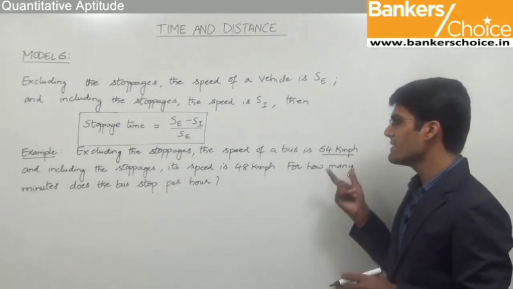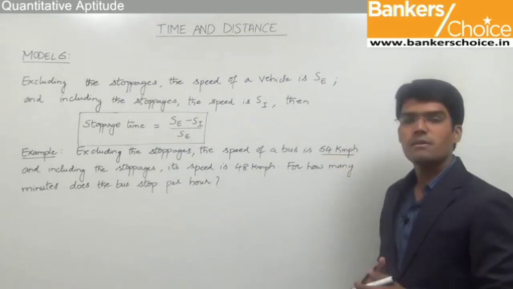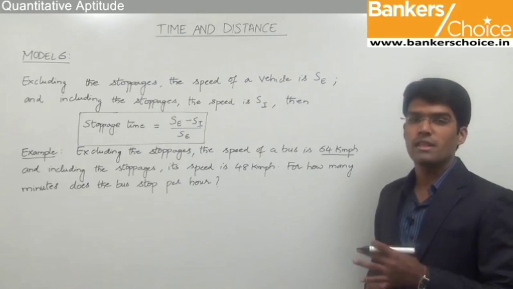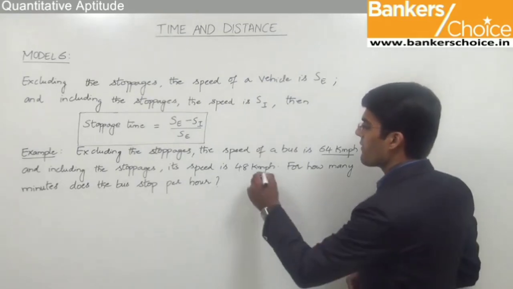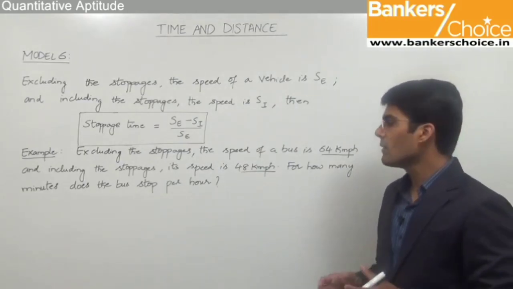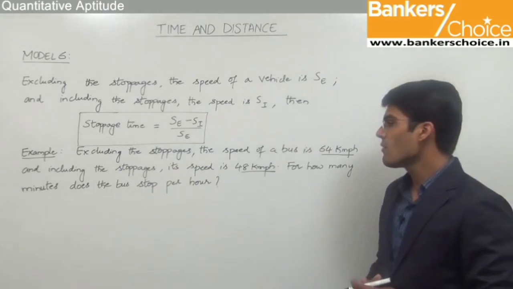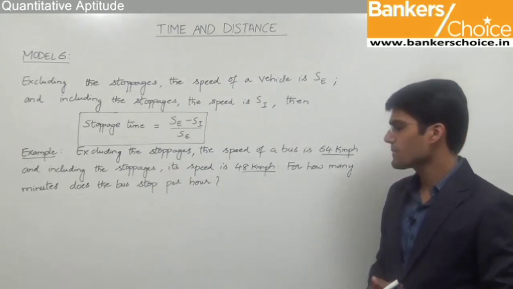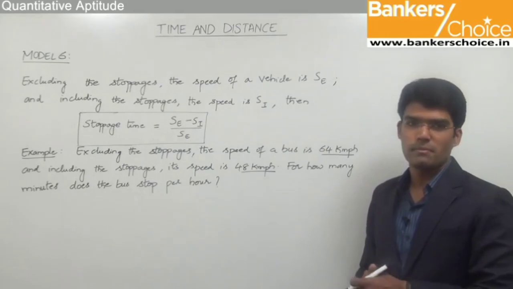Remember, in general, when we say speed here, it is the average speed of the bus. So the average speed of the bus is 64 kilometers per hour without stopping at any place. And including the stoppages, its speed is 48 kilometers per hour. So when the bus stops at different places, per hour it can cover only 48 kilometers. So we can say that its speed is 48 kilometers per hour on an average. We now need to find out for how many minutes the bus stops per hour.